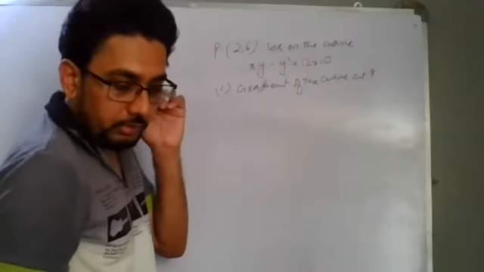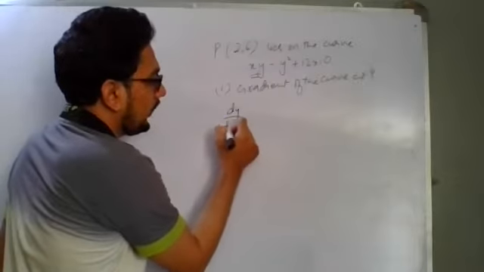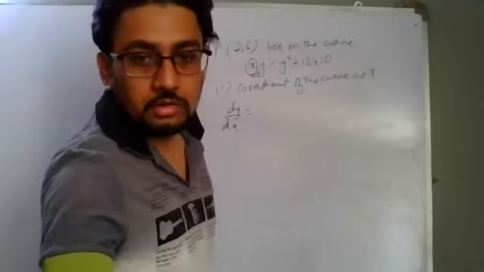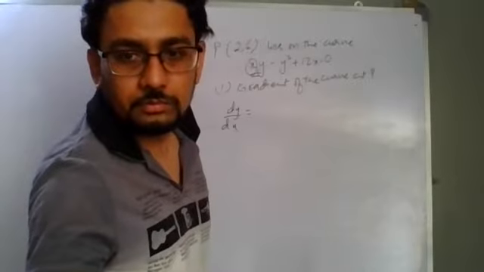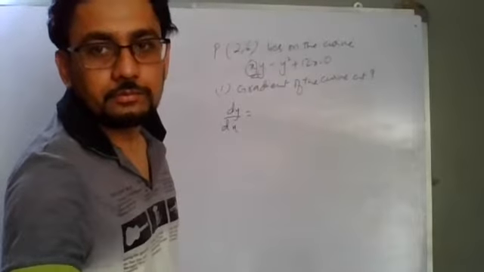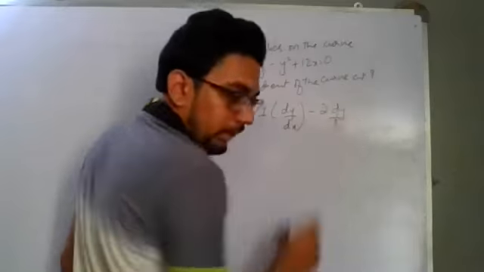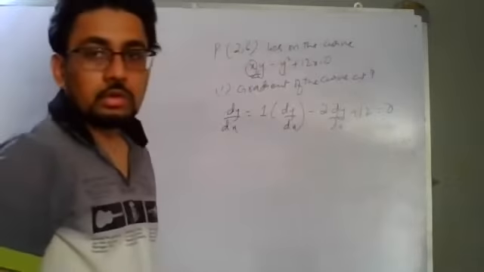So what we will be doing is taking dy over dx. Taking the differential of this equation, the differential of x is 1, y is dy over dx, minus 2y dy over dx, plus 12x plus 12 is equal to 3. This is the differential that we have taken.